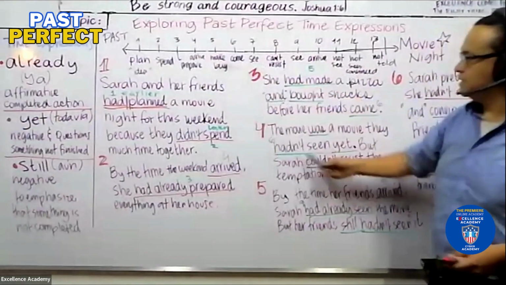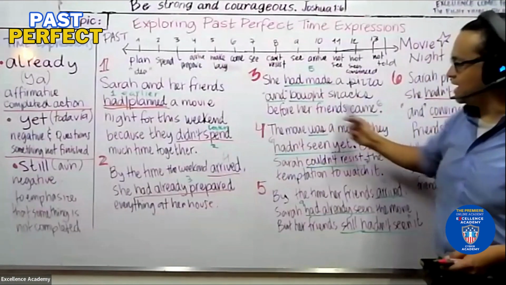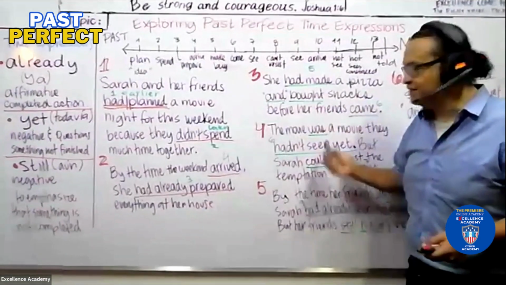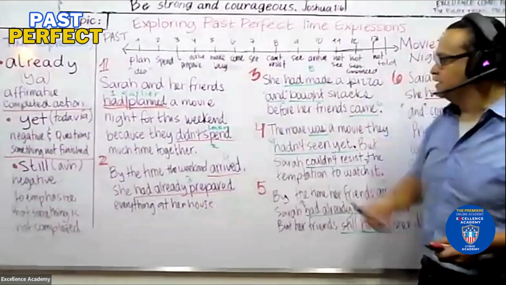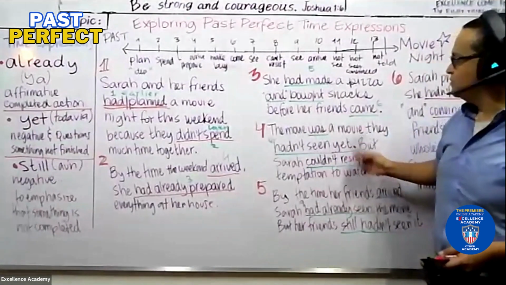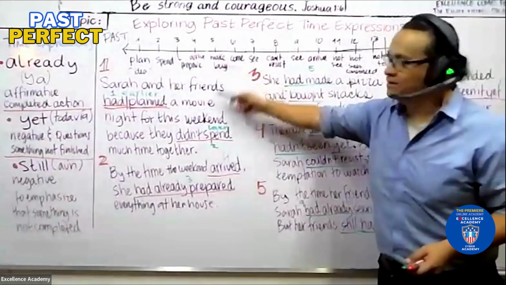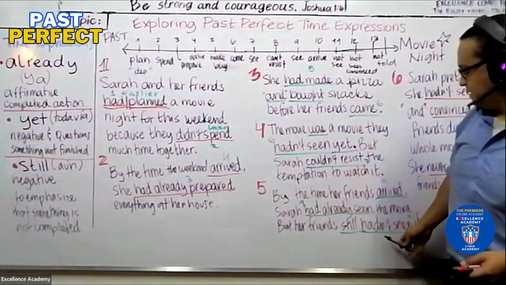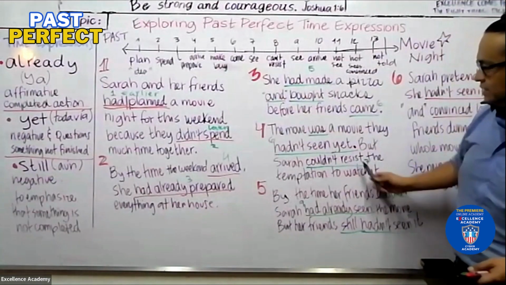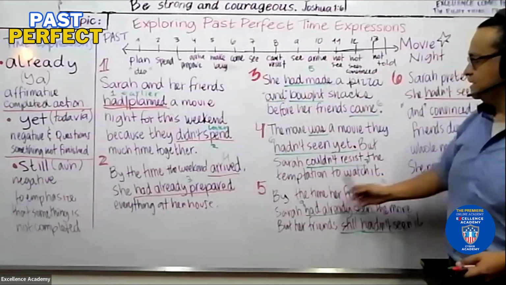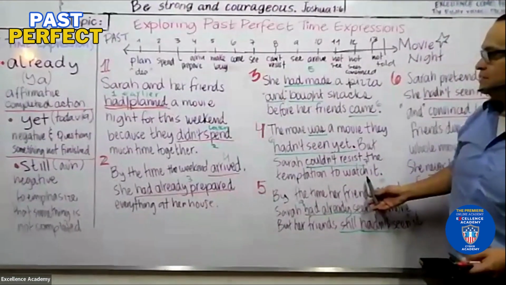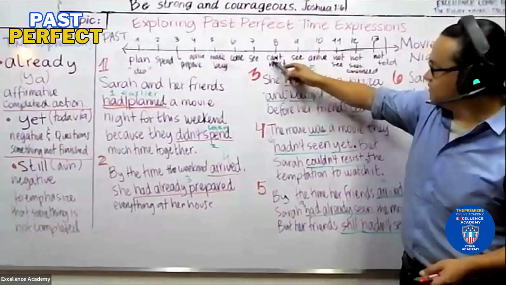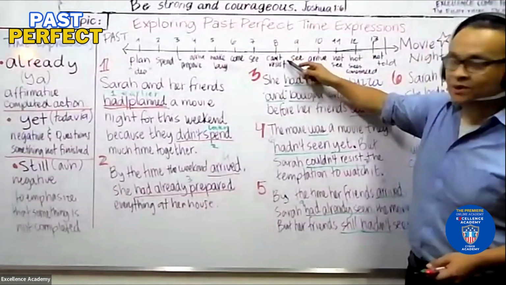Now the real plot. This is the plot of the story, right? This is the unexpected event that happened here in number 4. So the movie was a movie they hadn't seen yet. So nobody in the group had seen this movie. And here we've got the real plot going on, right? But Sarah couldn't resist the temptation to watch it. So number 7, right? She couldn't resist the temptation to watch it.